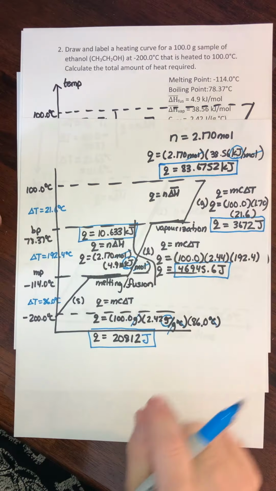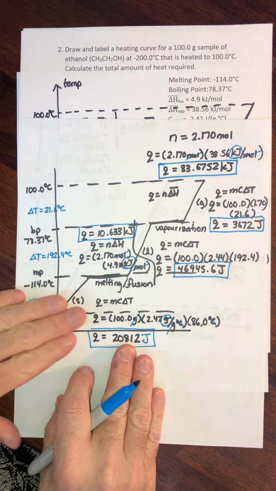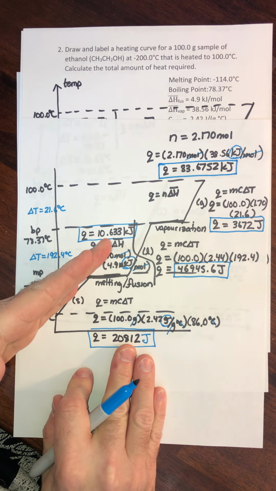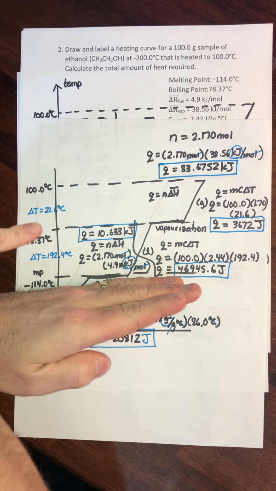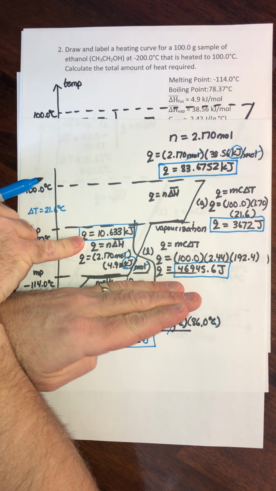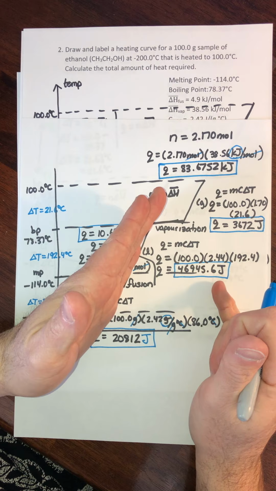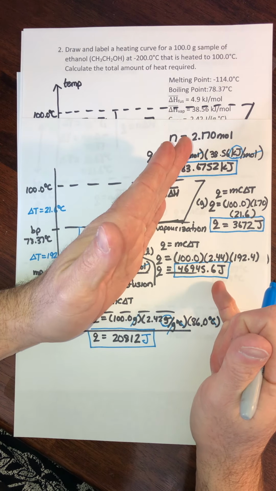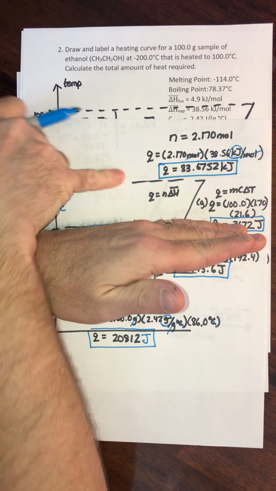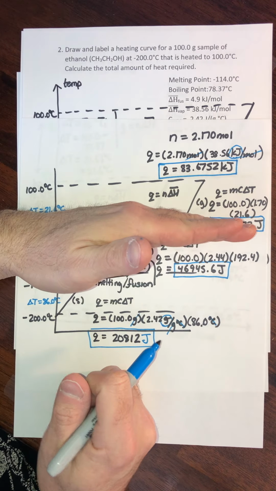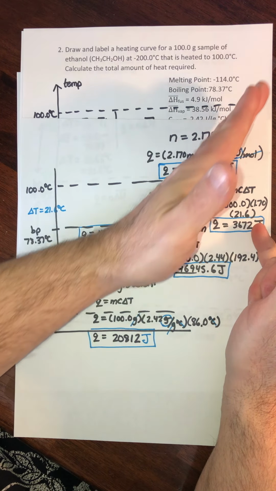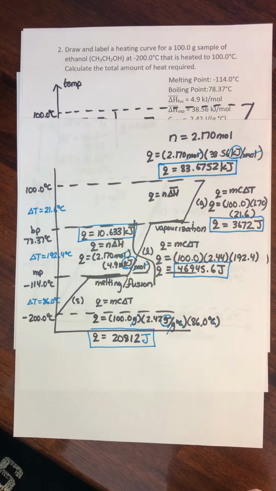Now I know it's all kind of crushed together, but the heat energy required to warm the solid, the heat energy required to melt the solid, the heat energy required to warm the liquid, the heat energy required to boil the liquid, and then the heat energy required to warm the vapor. Right? So you have them all, you just need to add them up.